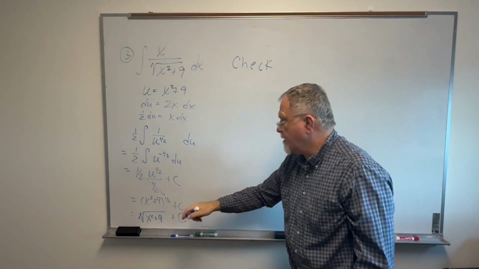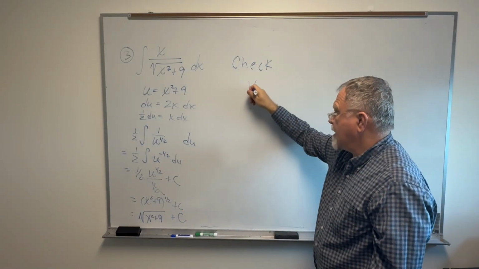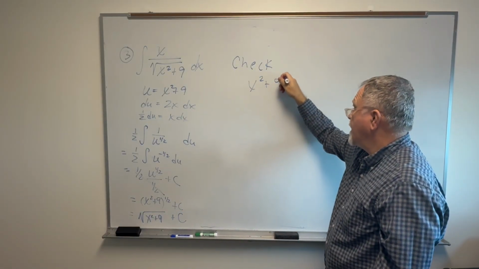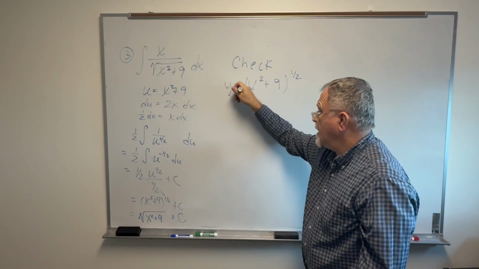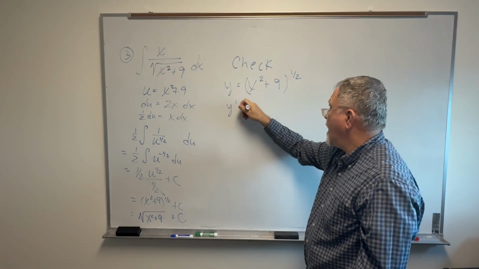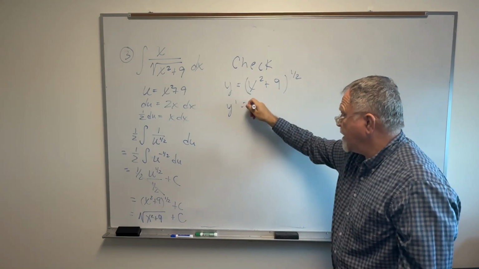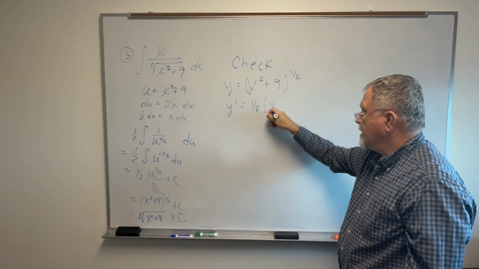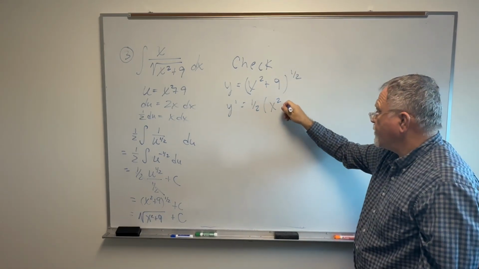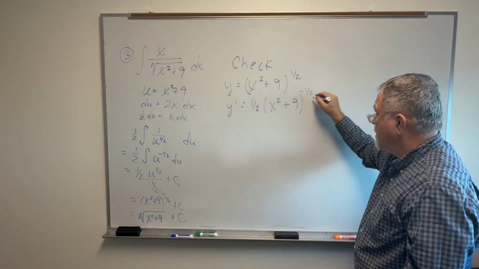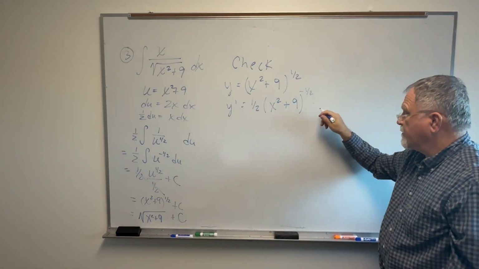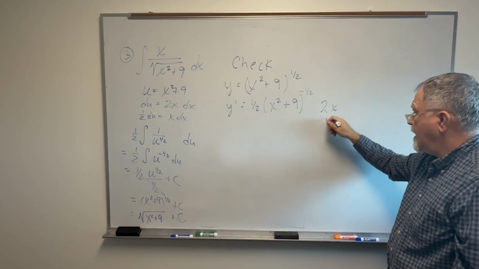So I'm just going to start here with the x squared plus 9 to the 1/2. That's going to be my y value. And I'm going to find y prime. So y prime is, bring the exponent down in front, leave the inside alone, drop the exponent by 1, times the derivative of what's inside. The derivative of what's inside is 2x.